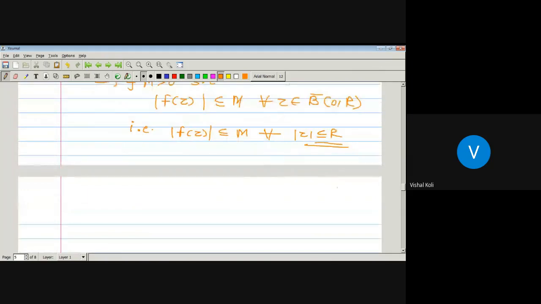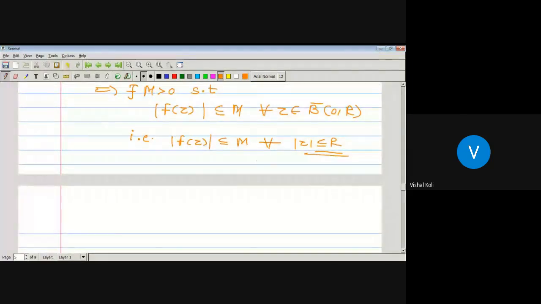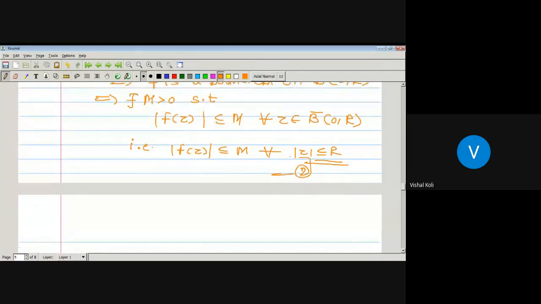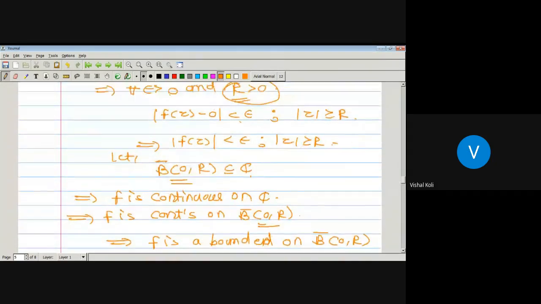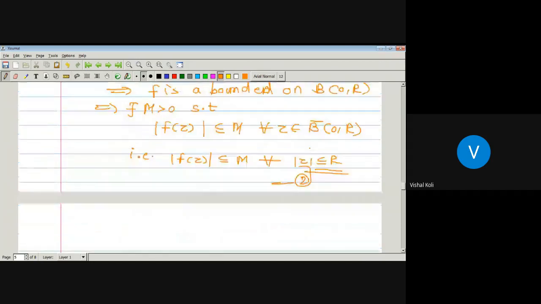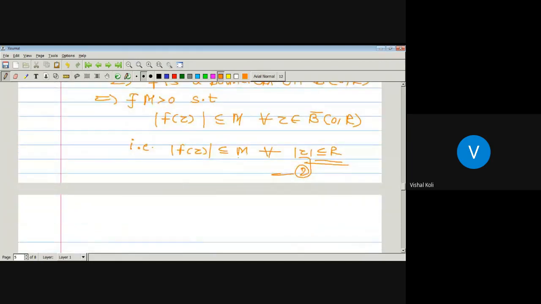Now here modulus of f of z is less than or equal to M for each z with modulus z less than or equal to r. This is the second one and this is the first one. So here modulus of f of z is less than epsilon for each value of modulus z greater than or equal to r, and in here modulus of f of z is less than or equal to capital M for all modulus z less than or equal to r. It means it covers the whole complex number system.